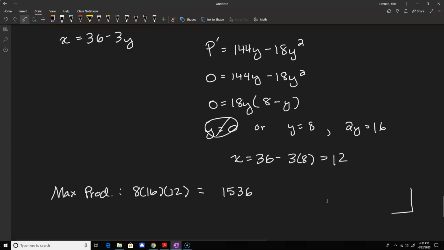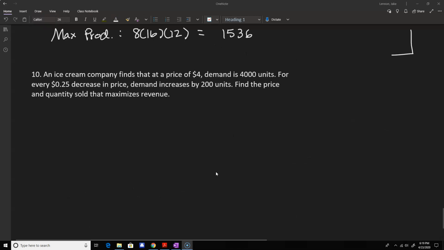Okay, so on to the last question for the review. So let's look at this last one. It's another optimization style problem, but this one is in the context of cost, revenue, and profit. So we have an ice cream company that at $4 has a demand of 4,000 units, and for every 25-cent decrease in price, we know that demand increases by 200 units. So find the price and quantity sold that maximizes revenue.